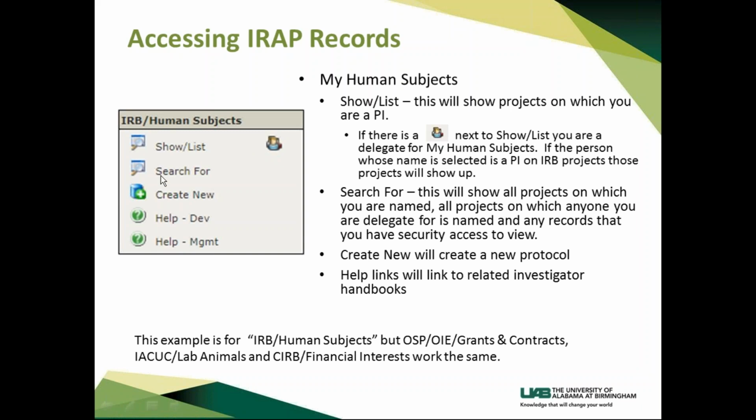Search for allows you to search for any record on which you're named and any record on which you have access to view in the system. So for example, if your role is for a department or a division to also be involved in scientifically reviewing certain protocols and things like that, your department may request for us to grant you access to be able to see everything for your org in IRAP, and that would be how you would find that type of information.